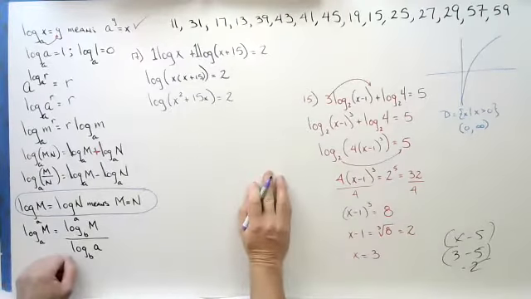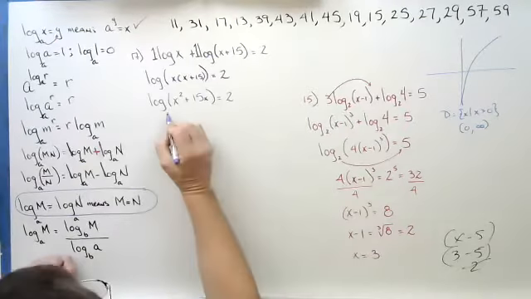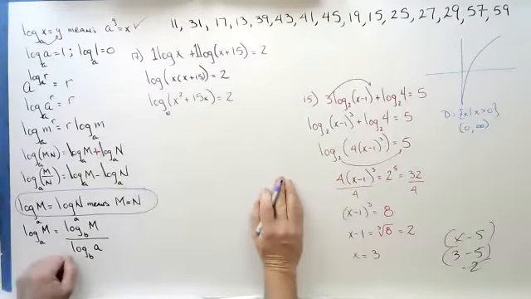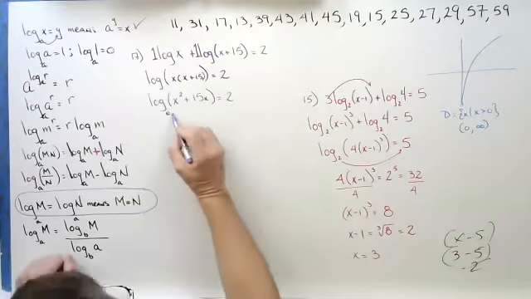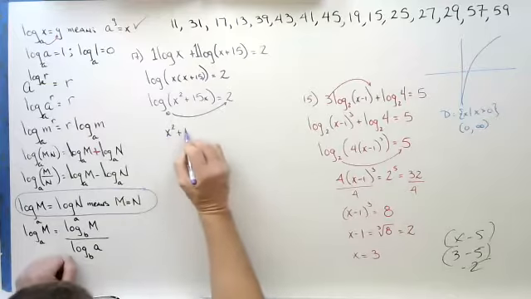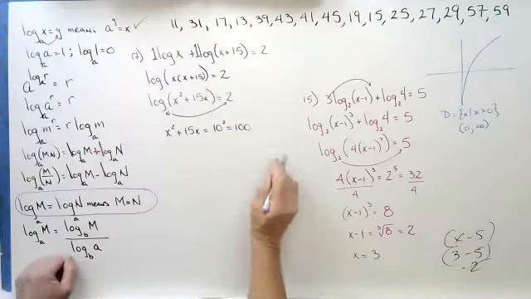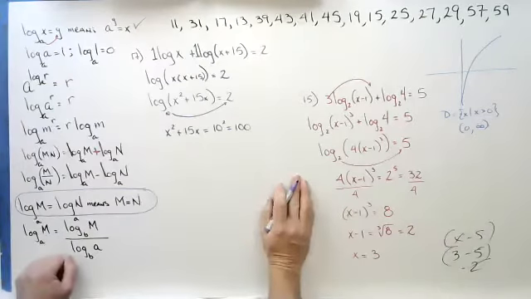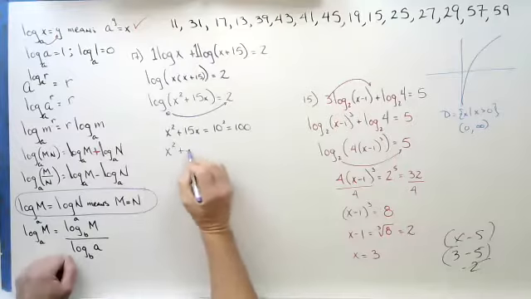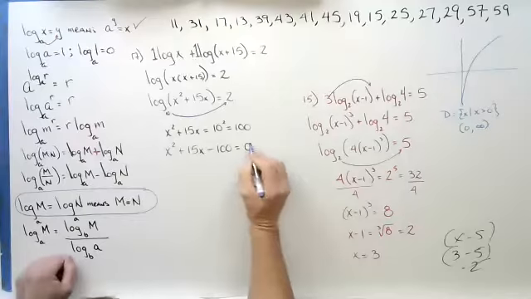Now, he's trying to trick us. We got to make the log go away, right? But we have to, you and I, remember there's a 10 there. They don't write down the base 10 though. So we have to remember that all by ourselves. If it's blank, it's base 10. So this picks up this, and I get x squared plus 15x equals 10 squared, which is 100. So I've got x squared plus 15x minus 100 equals 0.